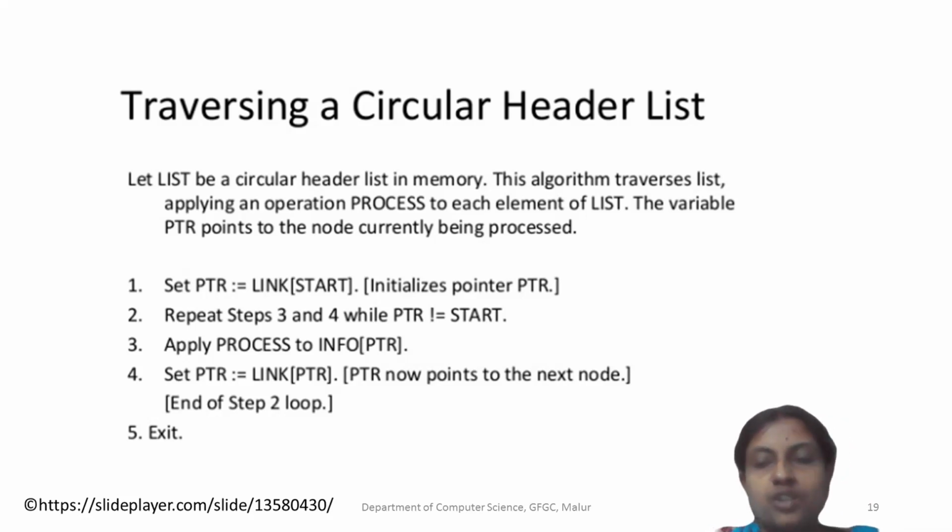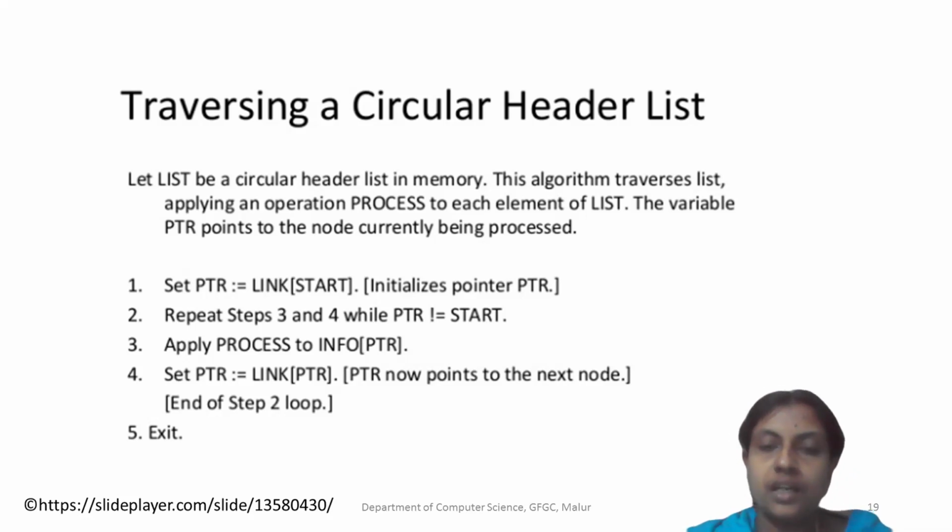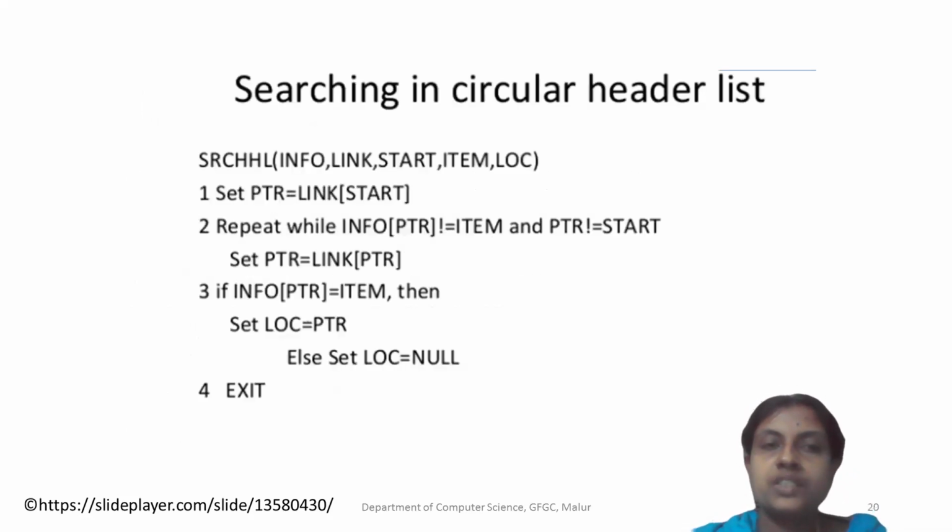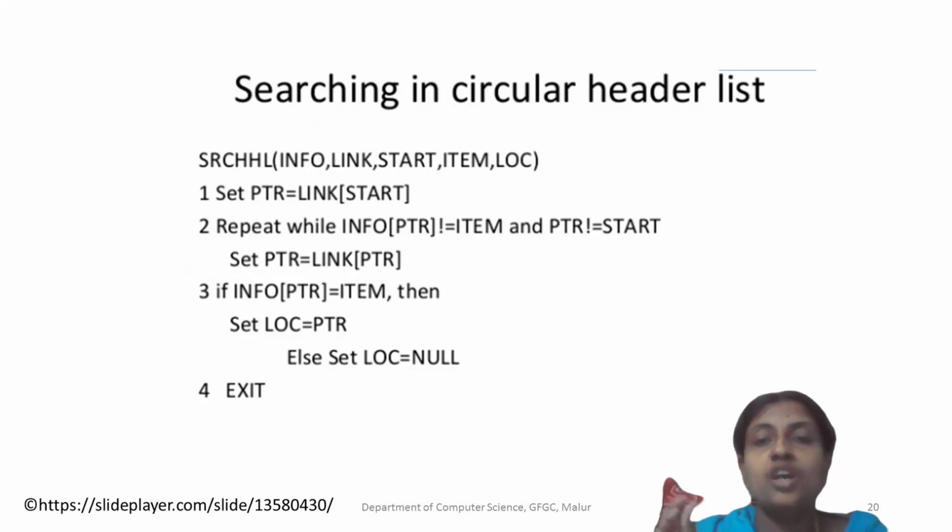So this traversing is similar to other traversing algorithms. Searching is also similar to other algorithms. But only one thing differs: in previous algorithms, we check PTR not equal to null, because the address of the last node will be null. Here we need to check PTR not equal to start, because the last node holds the head position's address. So we say PTR not equal to start. That's all. Otherwise, the entire algorithm is the same.